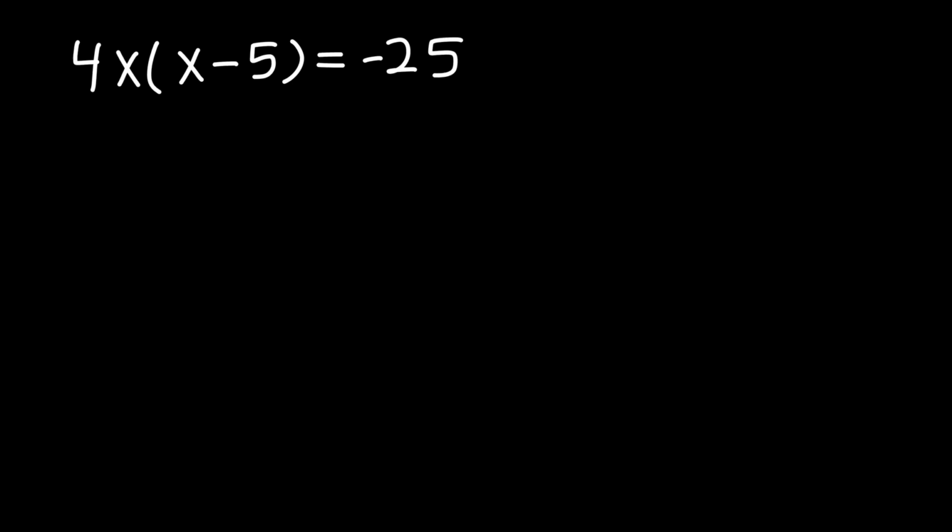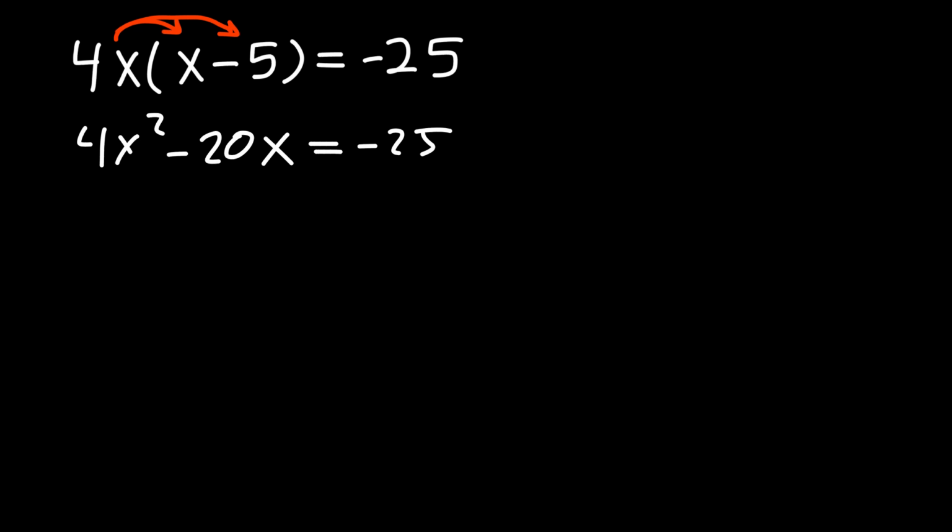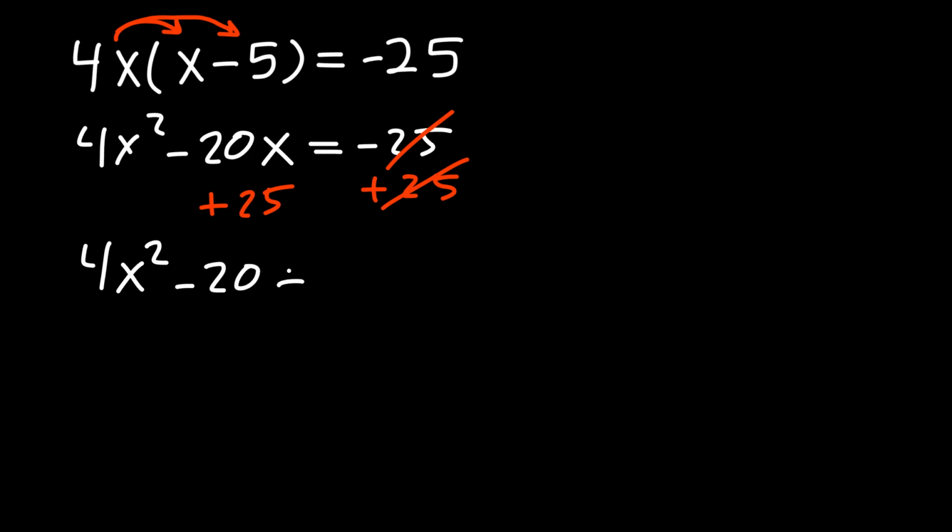So in order to solve this equation, the first thing we have to do is to write this equation in standard form. So we have to multiply 4x with the x, 4x with the negative 5. So we will have 4x squared minus 20x equal negative 25. Now we have to add 25 to both sides. To cancel this out, we have to add 25 to this side. So we will have 4x squared minus 20x plus 25 equal to 0.